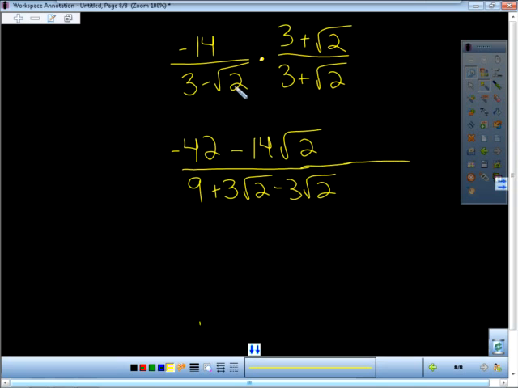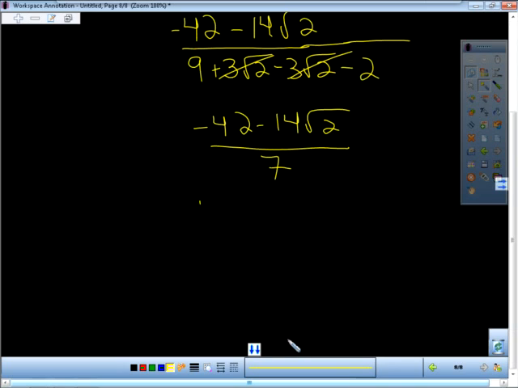And last terms, what's the square root of 2 times the square root of 2? Square root of 2 times square root of 2 is 2. But we have a negative there, so it's going to be negative 2. Now in the denominator, 3 root 2 minus 3 root 2 is 0. They cancel out, so I'm left with negative 42 minus 14 root 2 over 7.